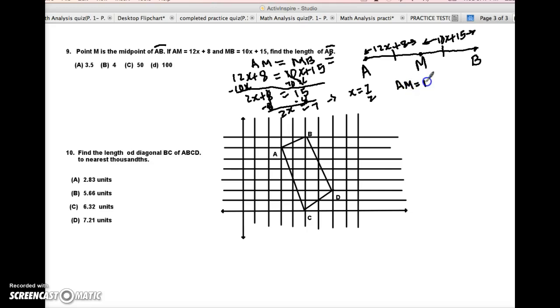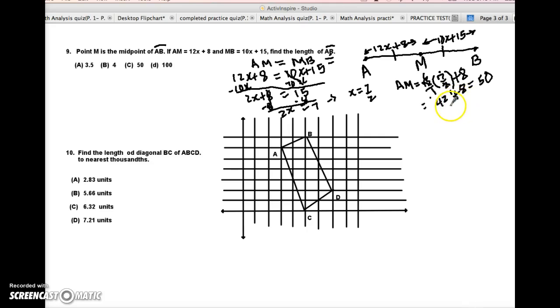AM is going to be 12 times whatever x is, which is 7 over 2, plus 8. 12 is the same as 12 over 1, so we can cancel like this. 2 goes into 2 once, 2 goes into 12, 6. So we have 6 times 7 is 42. 42 plus 8 would be 50, or pity.